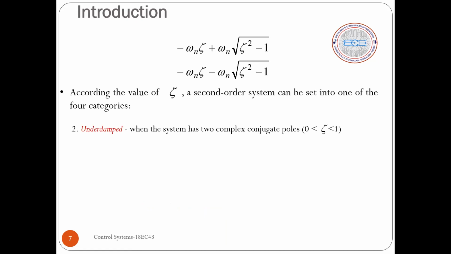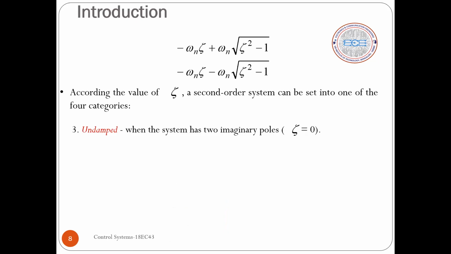Now I'll go to the next condition, the underdamped situation, where zeta is less than 1 and greater than 0, between 0 and 1. In this region the system has two complex conjugate poles. It looks something like this. The roots are symmetric about the real axis, because complex conjugate poles have to be symmetric. So this is how the roots look for the underdamped condition.